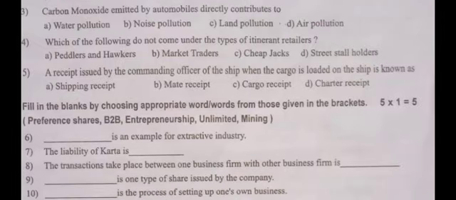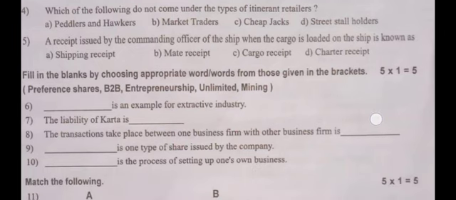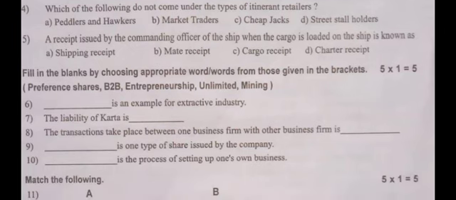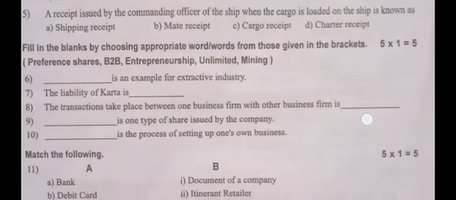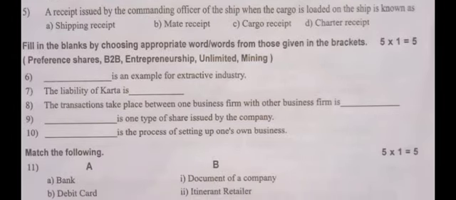Carbon monoxide emitted by automobiles directly contributed to. Which of the following do not come under types of retailers? A receipt issued by the commanding officer of ship when the cargo is loaded on the ship is known as.